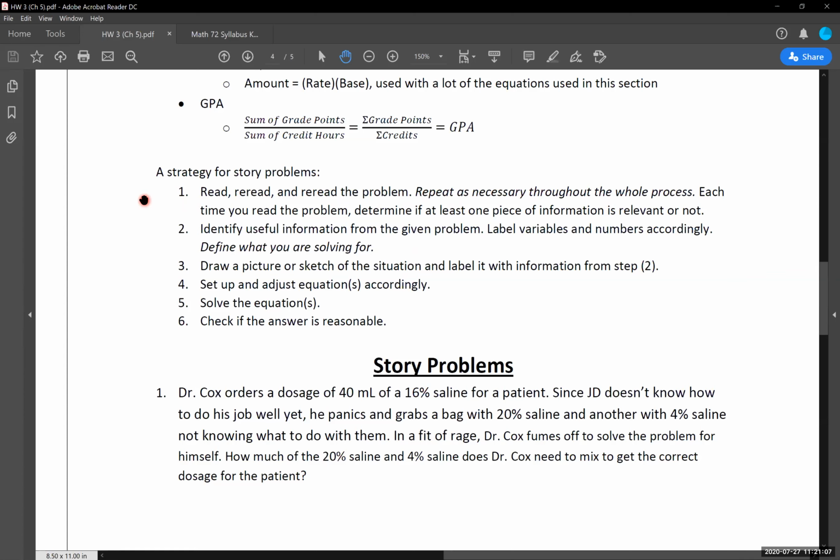My recommendation, if you're going through this, each time you read the problem, determine if at least one piece of information is relevant or not to what you're going to solve for. Is this number going to be useful? Is this not going to be useful? Can I cross it out? Should I circle it? Something that's going to help you go, every time I'm reading this, I'm making at least a little bit of progress towards making an equation, determining what numbers I will or will not be using, something like that.